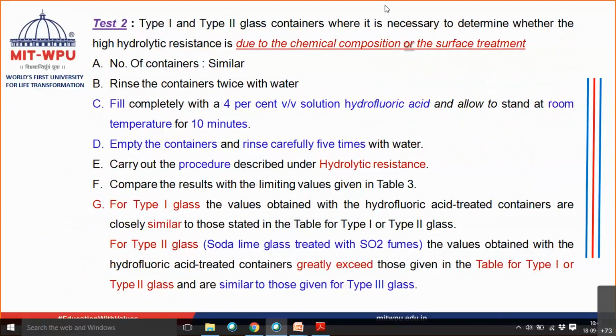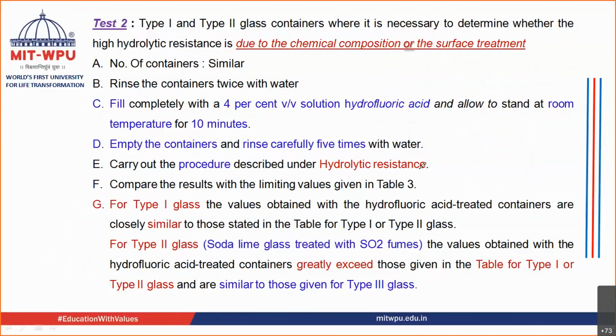So you are going to carry out the procedure that is described under hydrolytic resistance, and then you are going to compare the results obtained by test 1 and the results obtained by test 2. You are going to compare both of them. The table has already been given to you.